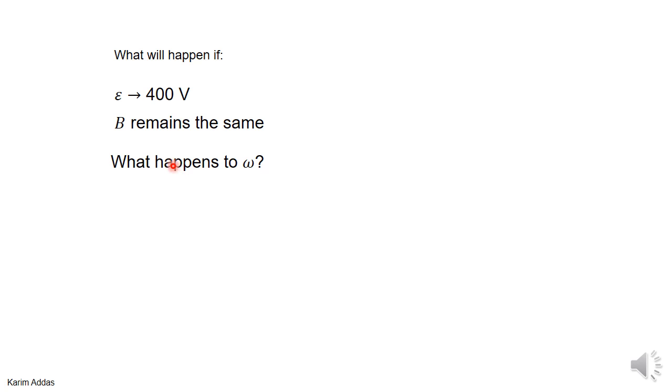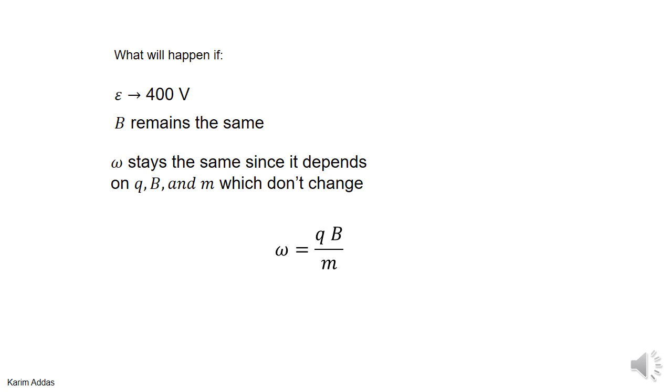And what will happen to the angular speed? Well, the angular speed will stay the same, because remember, the angular speed is v over r, and even though v increases, r also increases, so the ratio v over r stays the same. And remember, we found that it's also equal to qB over m. The mass is a fixed value, the charge is a fixed value, the magnetic field is constant, so the value of omega doesn't change, it stays the same.